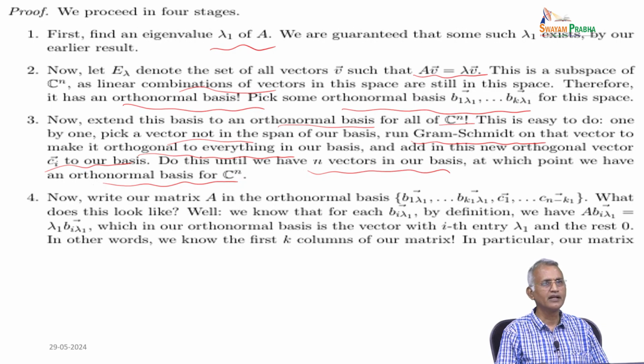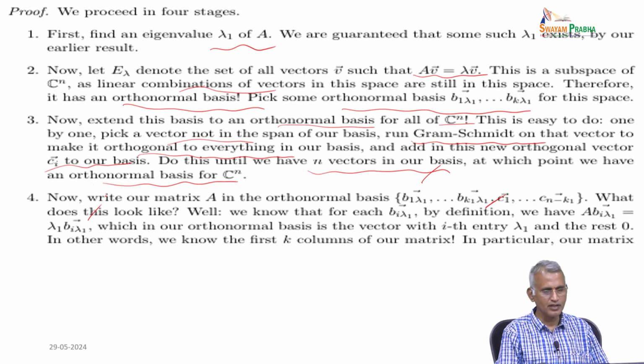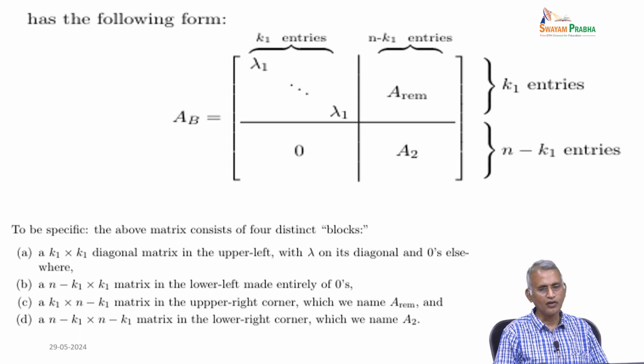And fourth, write our matrix A in the orthonormal basis b1 lambda 1 bar, ..., bk lambda 1 bar, and so on, c1 bar to c(n minus k) bar. So, what does this look like? Well, we know that for each bi lambda 1, by definition, A bi lambda 1 equals lambda 1 bi lambda 1, which in our orthonormal basis is the vector with ith entry lambda 1 and the rest 0. In other words, we know the first k columns of our matrix.